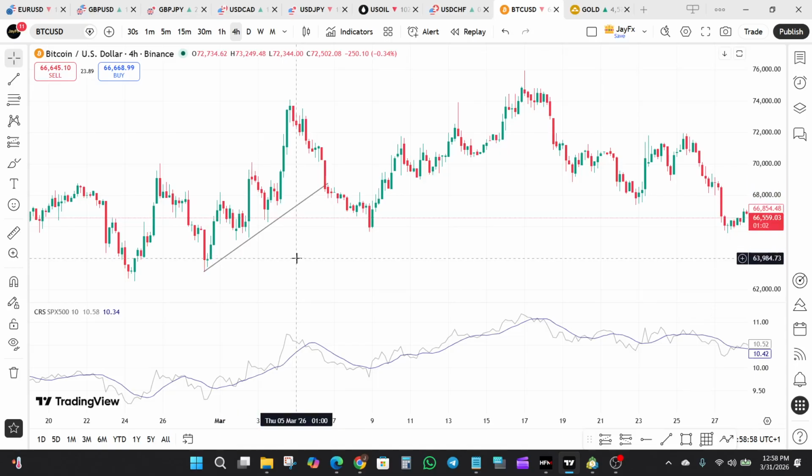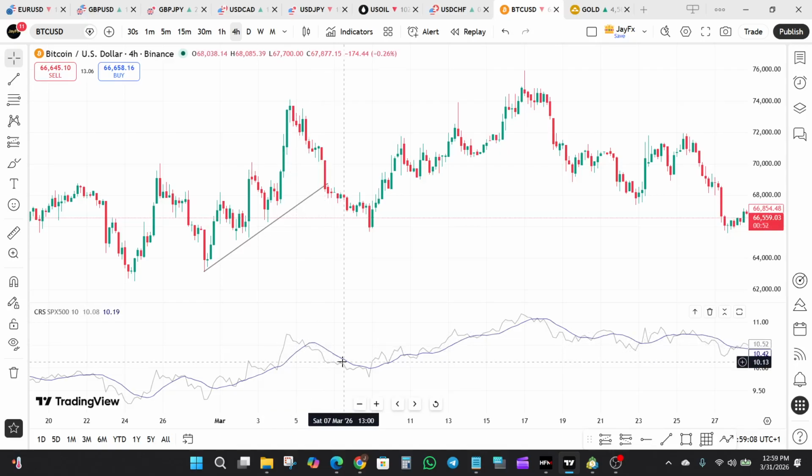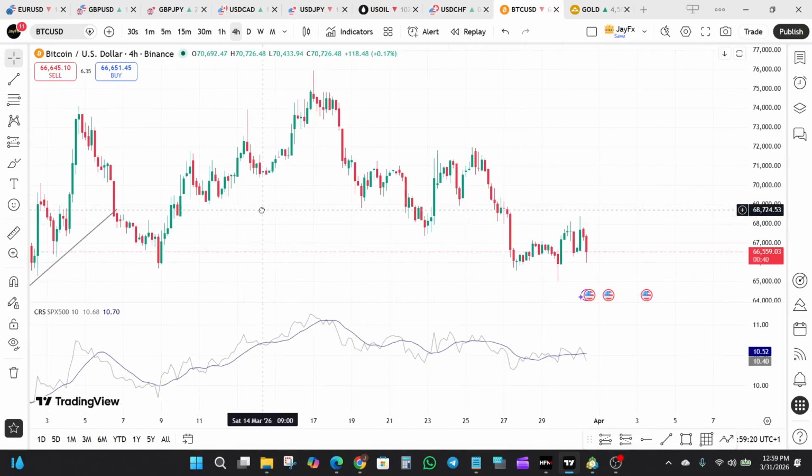But if you notice that the lines have started sloping downwards, if the gray line crosses below the blue line, it has become a sell signal. In that case, you can exit your buy trade. It does not mean that you sell immediately, all right? Because I recommend selling in a bearish trend and buying in a bullish trend. So before you sell, you wait for the trend to turn bearish.